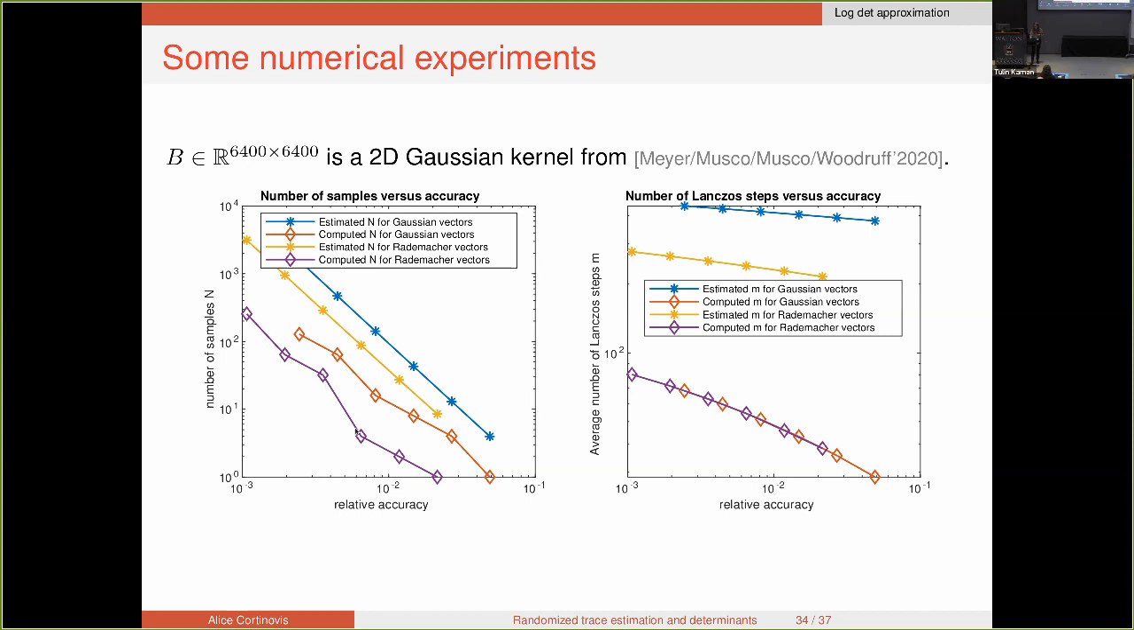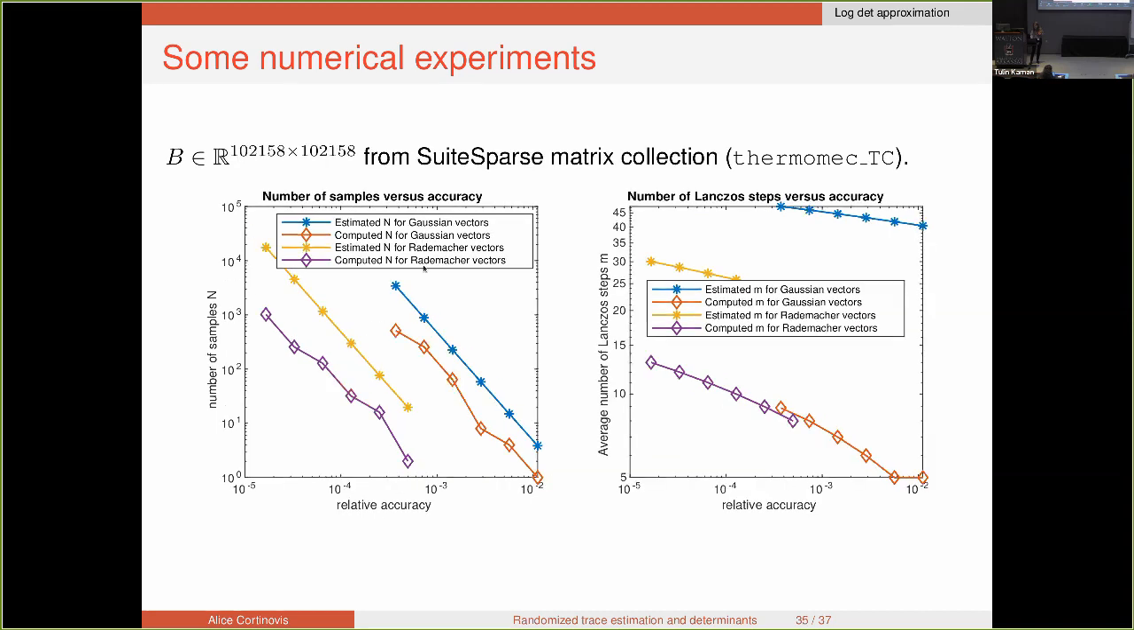Here, the more wiggly lines are what happens in practice, and the straight lines are what's estimated by the previous results. And you notice okay, so this is one. This is another example. This is a sparse matrix, a bigger matrix, but sparse.